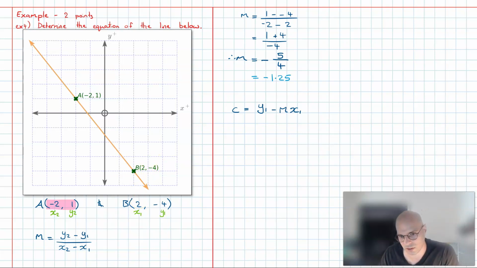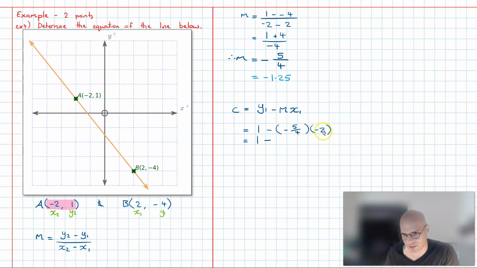Alright, subbing these in, my y is 1. My m is negative 1.25. Use the decimal for this. And my x is negative 2. Actually, it might even be easier to use the fraction here. So let's take it back a step and we'll go negative 5 over 4. It'll become apparent why in 1 second.